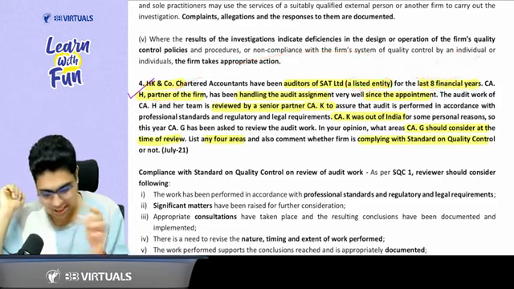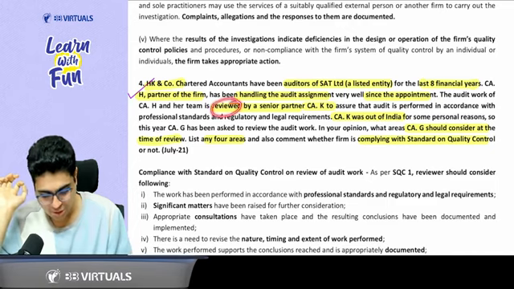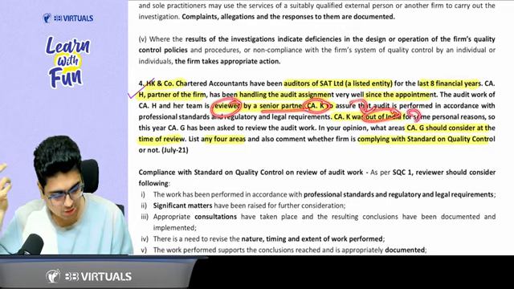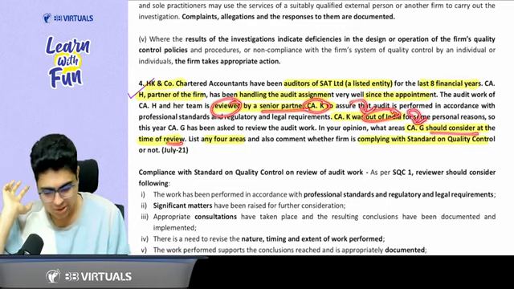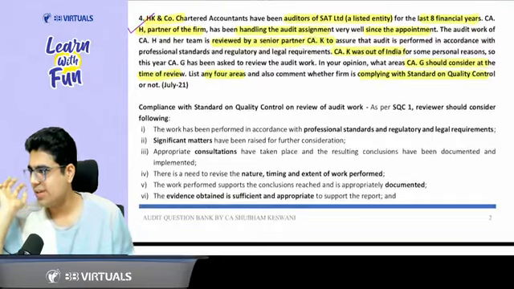Okay, sir. Now, they say that review was to be done by a senior partner CAK, but CAK was out of India. So CAG should consider the review. That means again a senior will review the work of junior member. So what are the 4 areas? Again, any 4 areas you can write.